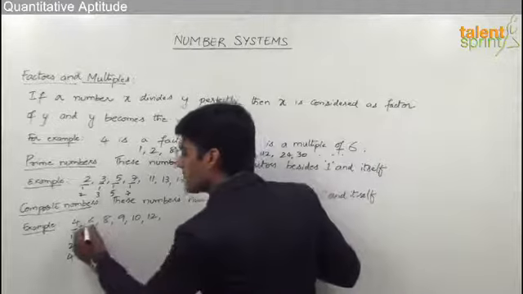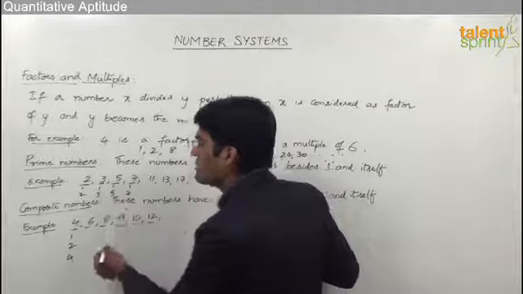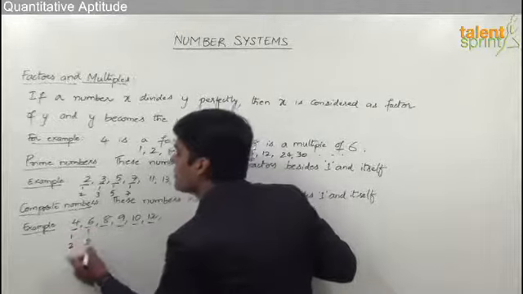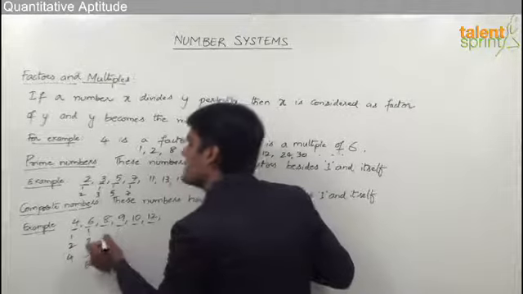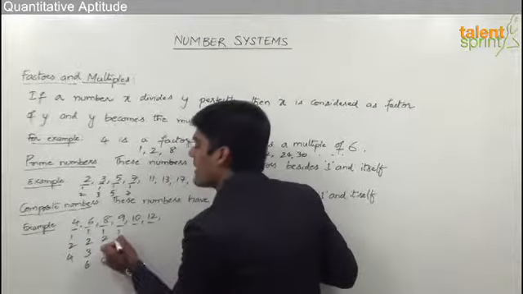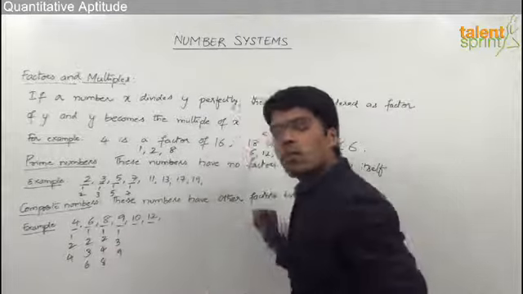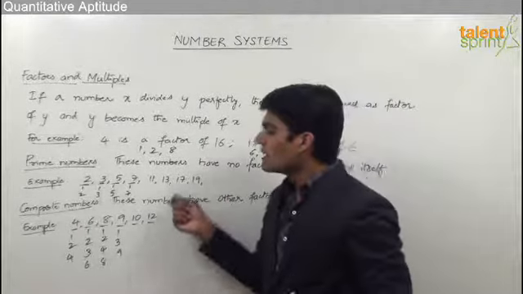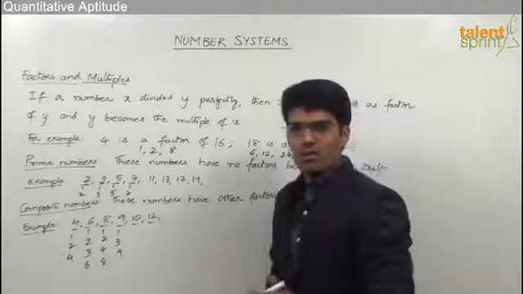Similarly, when you look at all the other numbers, they have more than two factors. The factors of 6 are 1, 2, 3 and 6. For 8 we have 1, 2, 4 and 8. For 9 we have 1, 3, 9 and so on. So all these numbers have more than 2 factors. So they are called composite numbers.